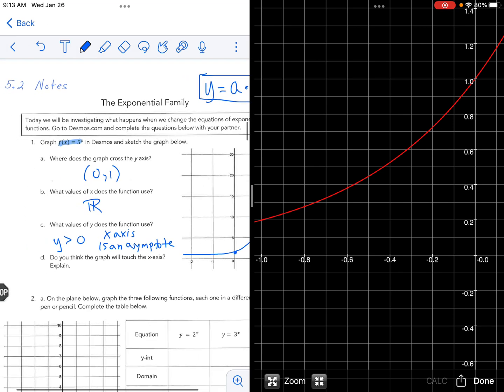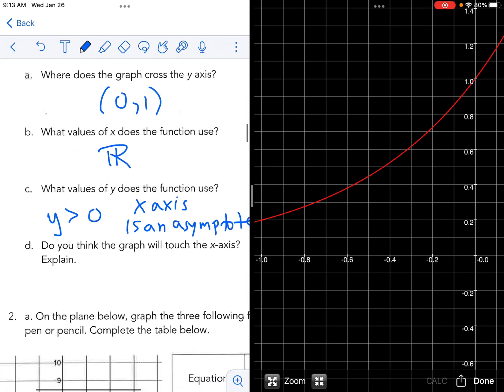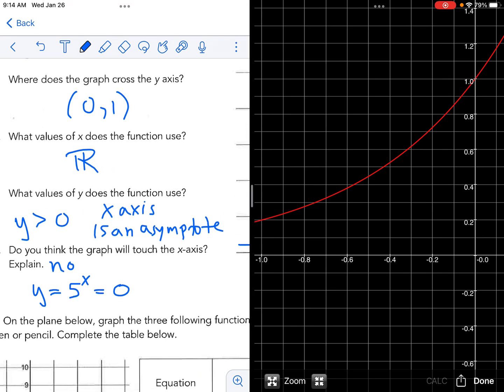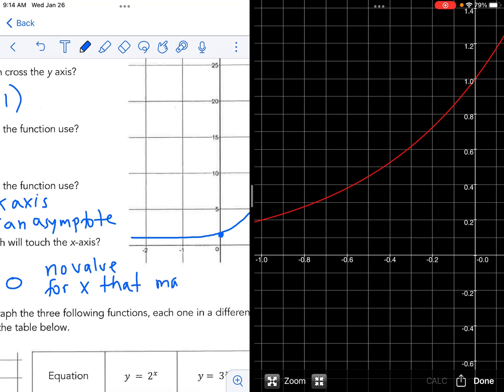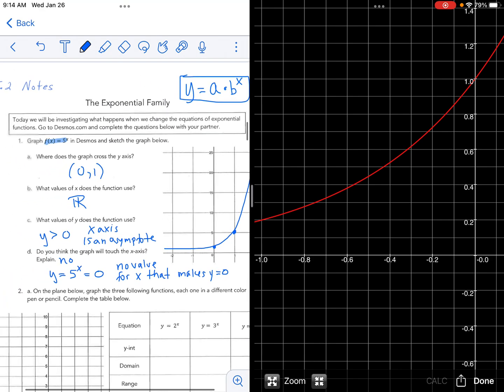So the question is, do you think it'll ever touch the axis? We talked about that above. No. The x-axis represents y equals 0. And so when we look at the expression 5 to the x power equals 0, there is no value for x that makes y 0. So that's why it's asymptotic.